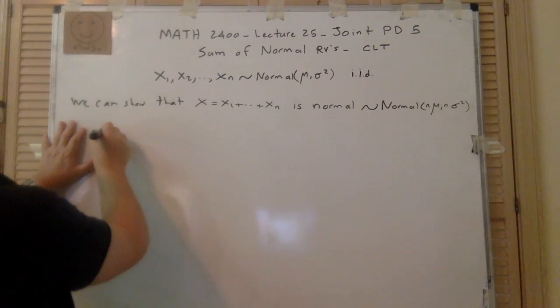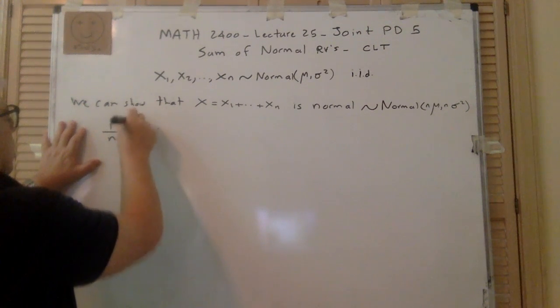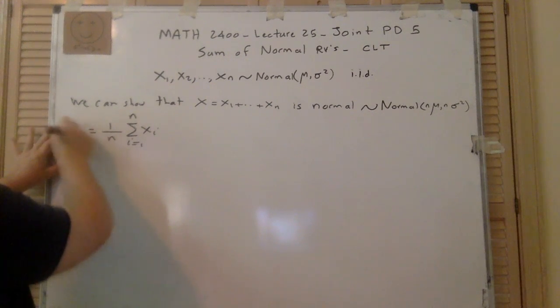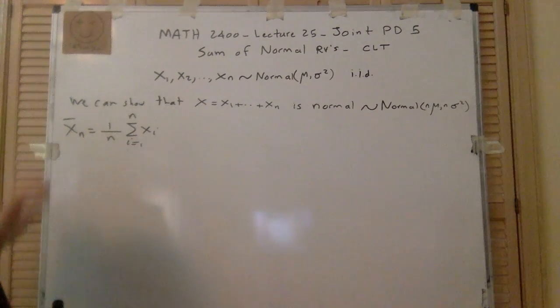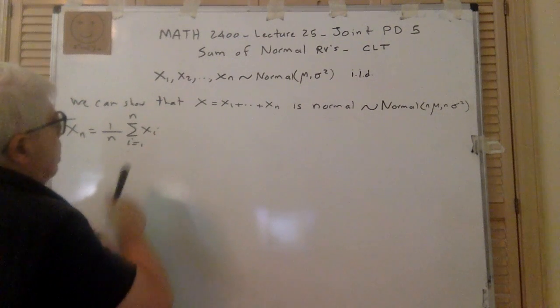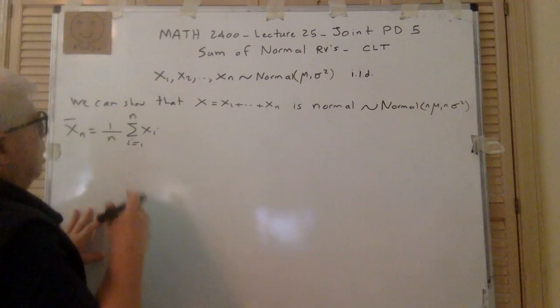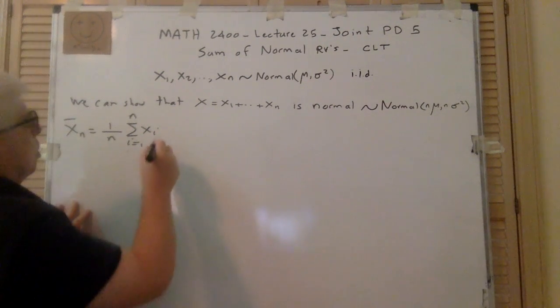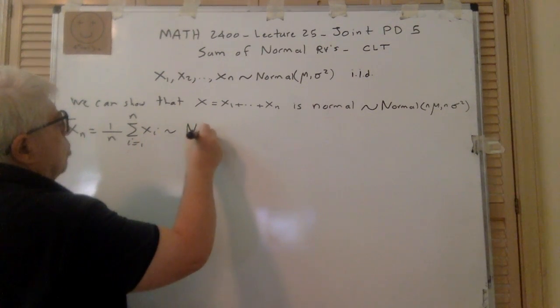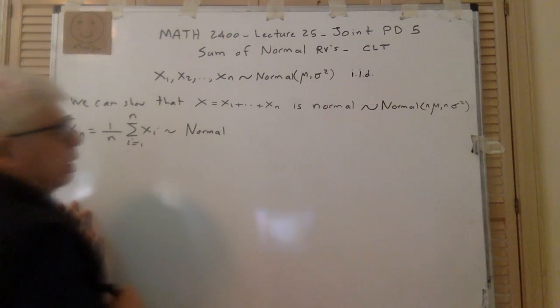So what is the distribution of 1 over n sigma xi, i from 1 to n? This is in fact what we call x bar, and let's put an index n here, so it means the mean or average of n random variables. We discussed this before, but we say it is also normal, because what we are doing is nothing. In fact, we are multiplying each one of them by a constant.